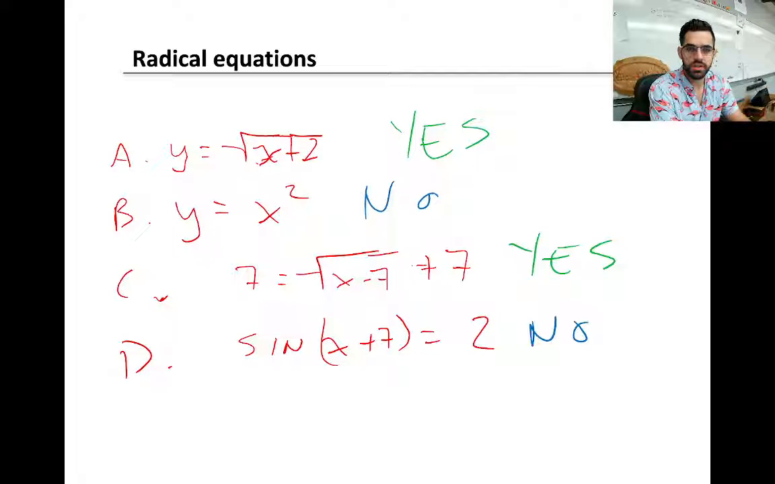So radical equations are equations that contain the x variable inside of a radical. So example A and C would be examples of radical equations. B would actually be a quadratic, and D would be a trig equation.